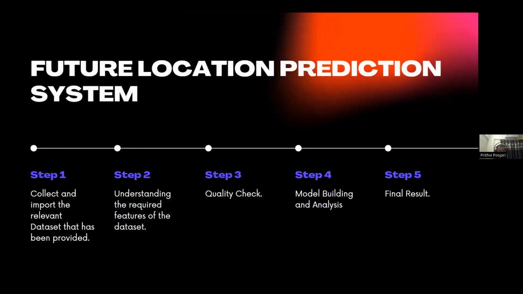Now, here's a simple flow of how the project is going to operate. First, we have collected and imported the relevant data set that was provided by Hackveda to us. Then we have to understand the required features of that data set. In this data set, we have our event start time, event end time, latitude start, longitude start, and we have also been provided with longitude and latitude ending values, so that we can further predict new values.